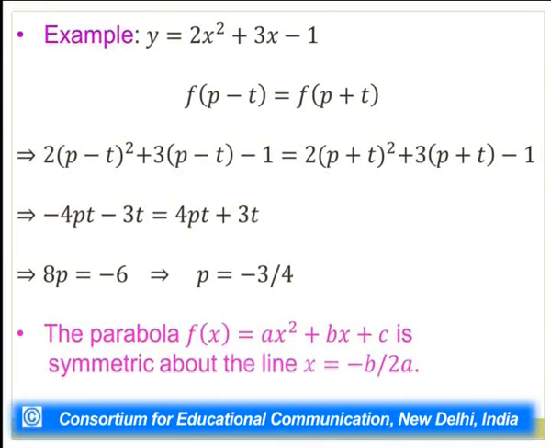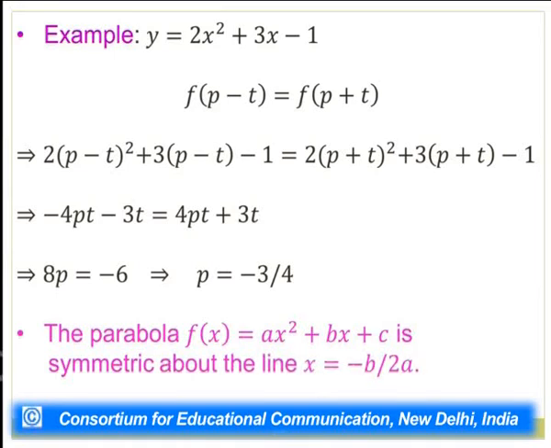So let's look at an example here. Suppose I give you this function defined by the equation y equal to 2x square plus 3x minus 1, and I ask you to find the line of symmetry, which is to say that I have to find the value of p in the expression f of p minus t equal to f of p plus t. So let's go ahead and do that.